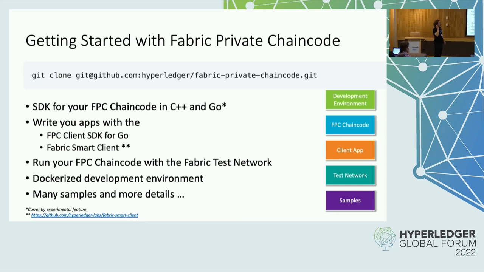We also have an FPC Client SDK, which is very similar, as Bruno already mentioned, to the traditional Fabric Client SDK for Go. But it basically helps you with all the, let's say, nasty parts of the security, in particular the encryption or data protection, when you're communicating to your chaincode. We also integrated recently the Fabric Smart Client. So from your Fabric Smart Client application, you can also call Fabric Private Chaincodes.